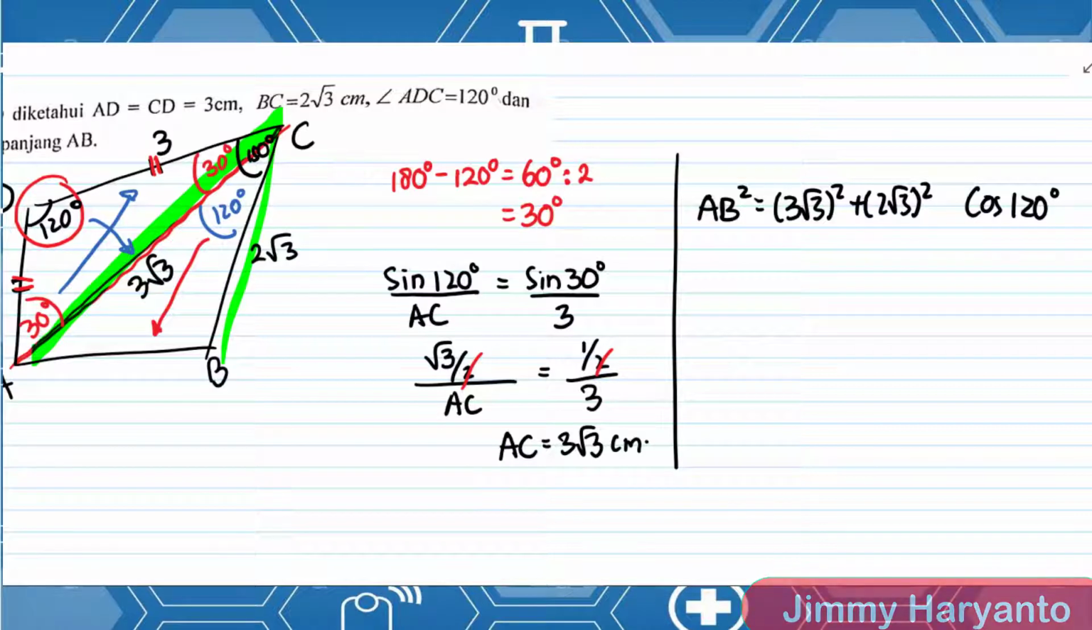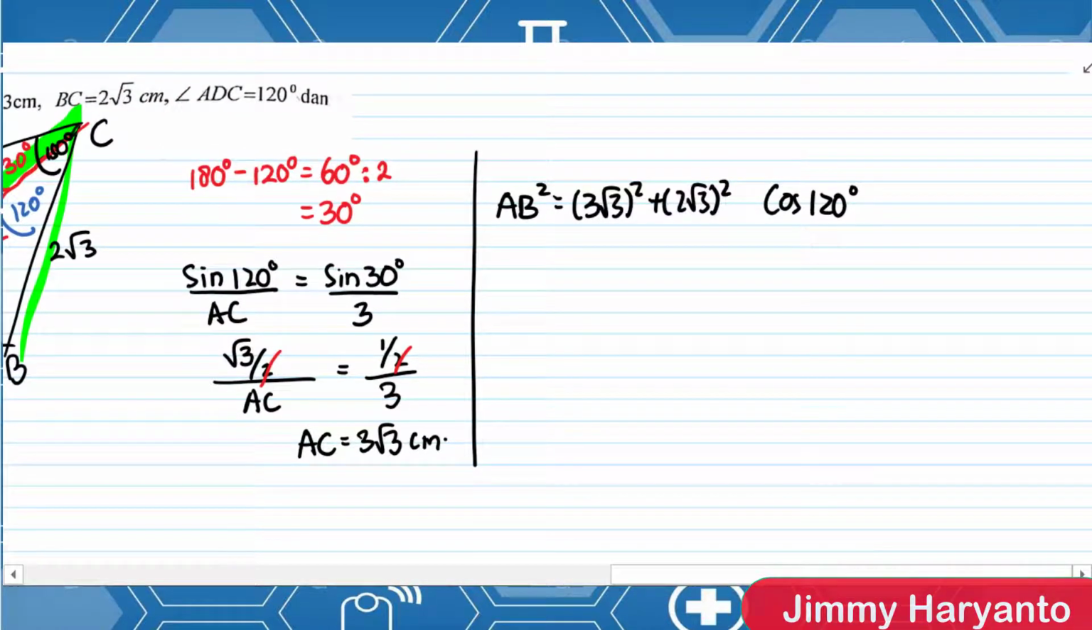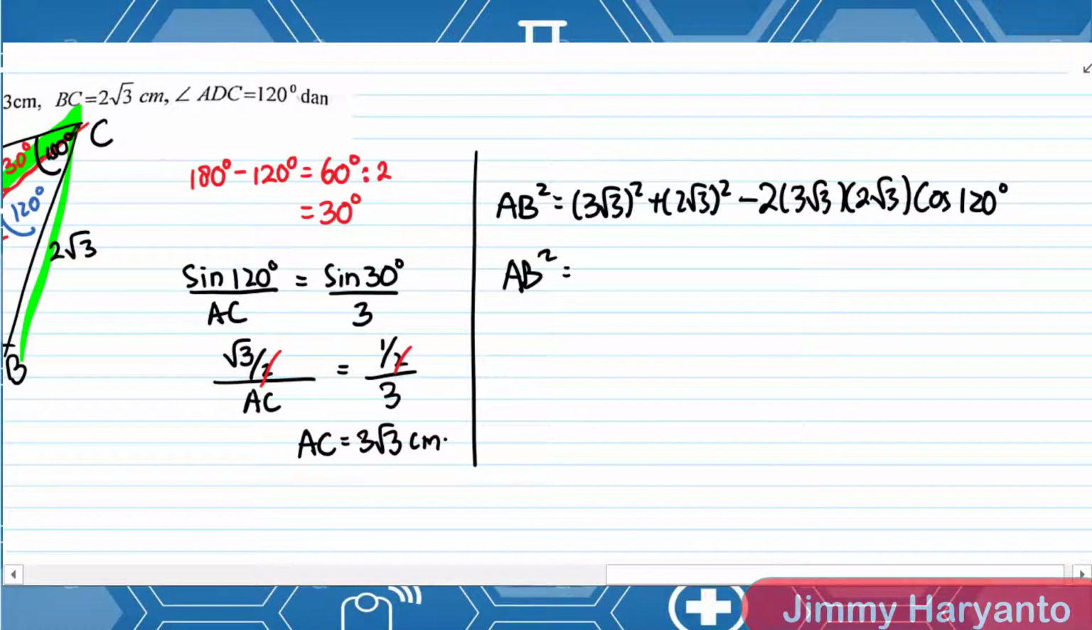Then I will move the cos 120 degrees to the back, so it will be minus 2 times 3 square root of 3 times 2 square root of 3, just like that. So AB squared equals 3 square root of 3 squared, which is 27, plus 2 square root of 3 squared, which is 12, minus 3 times 2 times 3 times 2, 36, times cos 120.